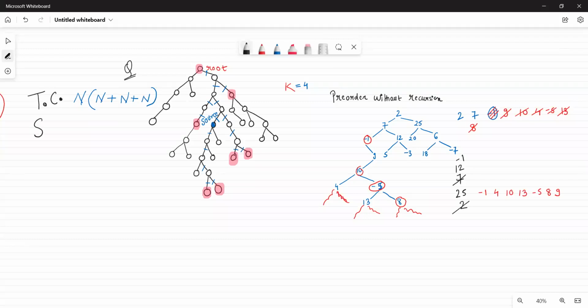Next, space complexity. You will be storing the path from the root node to the source node somewhere, so you will need n for that. Again, you will be storing the path from the root node to that specific node, so again you will need space for that. So total space complexity here will be n plus n. Clear, guys?